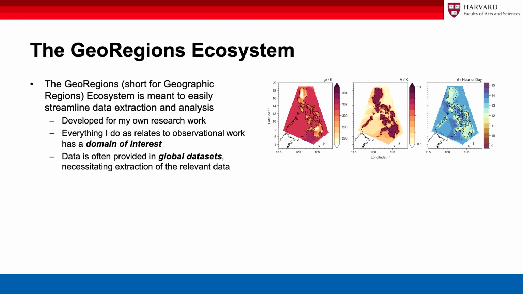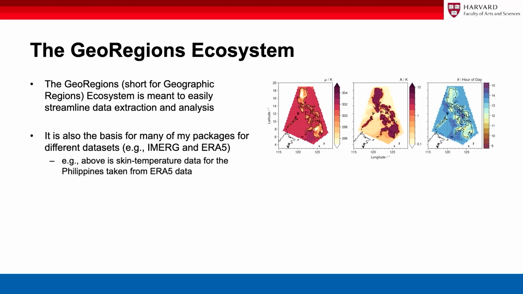Because when I do my analysis, I'm generally interested in specific regions around the globe, but a lot of these data sets are provided as global data sets. ERA5 data sets, for example, are provided as a global data set. NASA precipitation is also provided as a global data set. But what happens if you have a specific region of interest? What happens is that you extract the relevant data for your region.